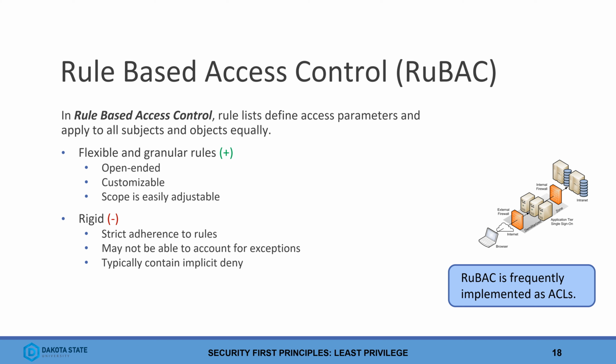Rollback is managed by the system owner, and these rules are often expressed in Boolean logic terms, and therefore can be really complex and specific. So therefore, rollback is frequently implemented as ACLs, and you'll quite often see these on routers.